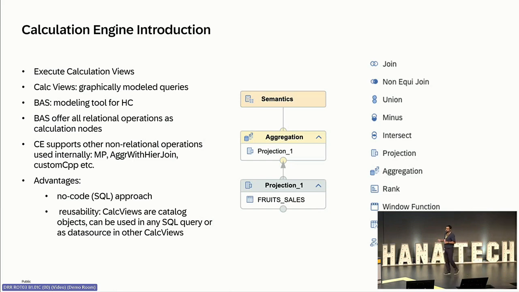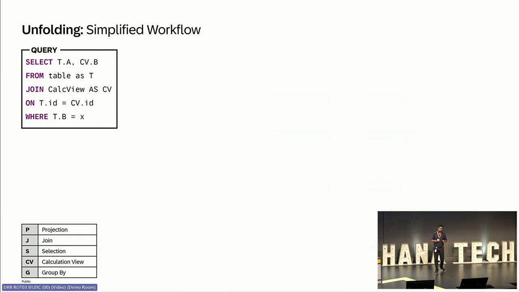We will not cover the modeling, but if you're interested, there's a session in the other track at 3:30, I think, given by my colleague Jan Zwickel, dedicated to calculation view modeling. What we will focus on in this session is the execution. Here is an example of a simple query, and if you look at the join clause, it's joining a calculation view with a table. Let's see what happens when this query reaches HANA.